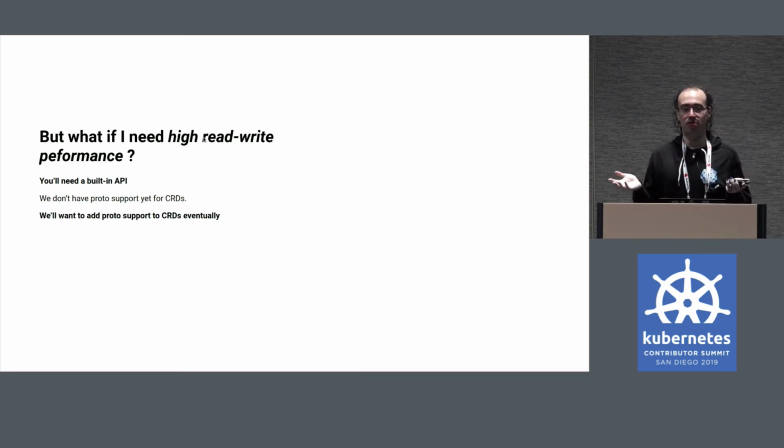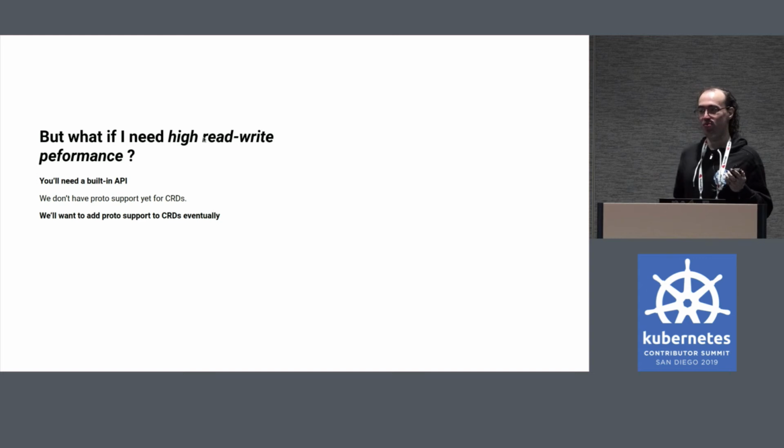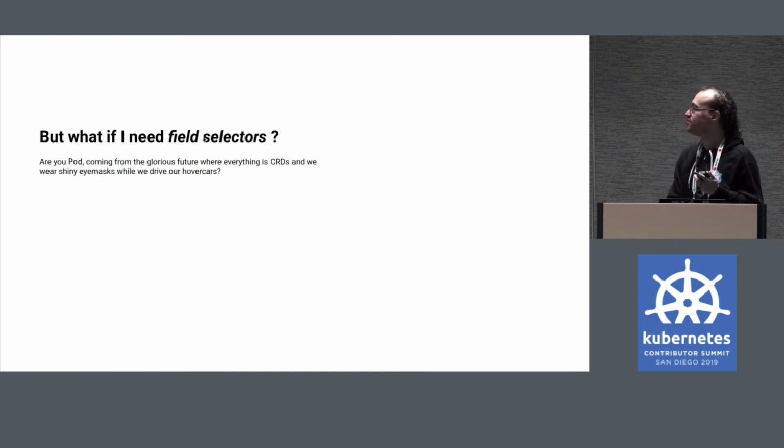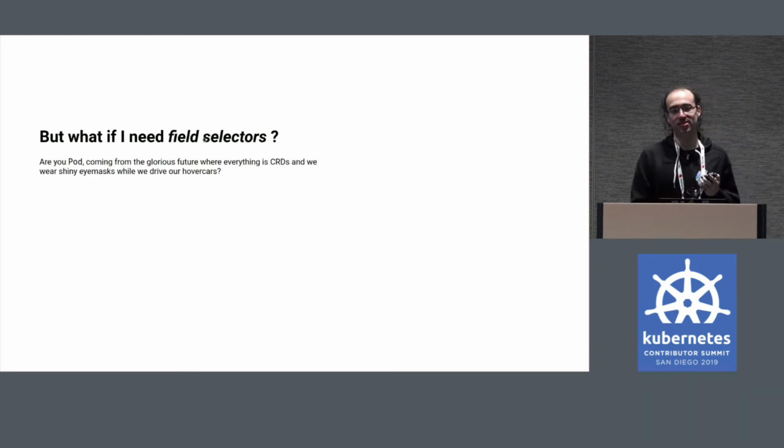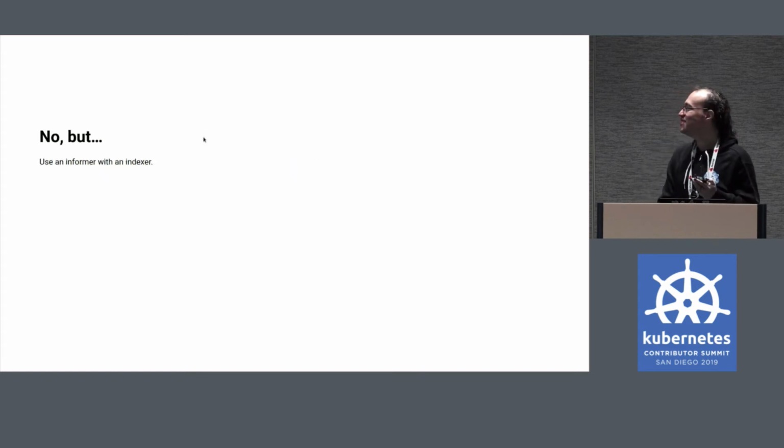We could add proto support to CRDs. We'd like to do it eventually, but it's not coming in 1.18. But we're going to need to eventually get there. All right, field selectors. Hint, you probably don't actually need field selectors unless you are Pod, and it is the future, and everything is a CRD, which would be a glorious future indeed, and everyone drives hover cars. All right.